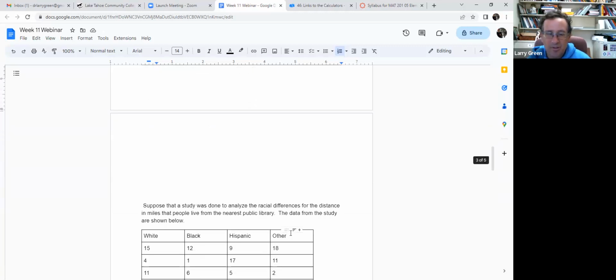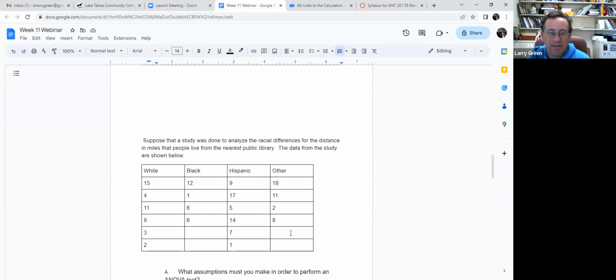Okay, so here's an example. Suppose that a study was done. Whenever I say suppose, that means I just made up a bunch of numbers, so don't quote me on these, but you can imagine doing the study to analyze the racial differences for the distance in miles that people live from the nearest public library. And the data from the study are shown below.